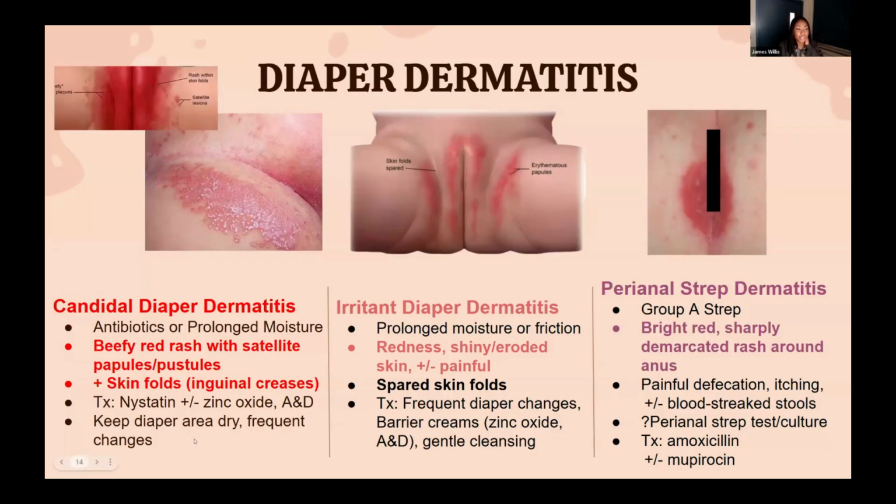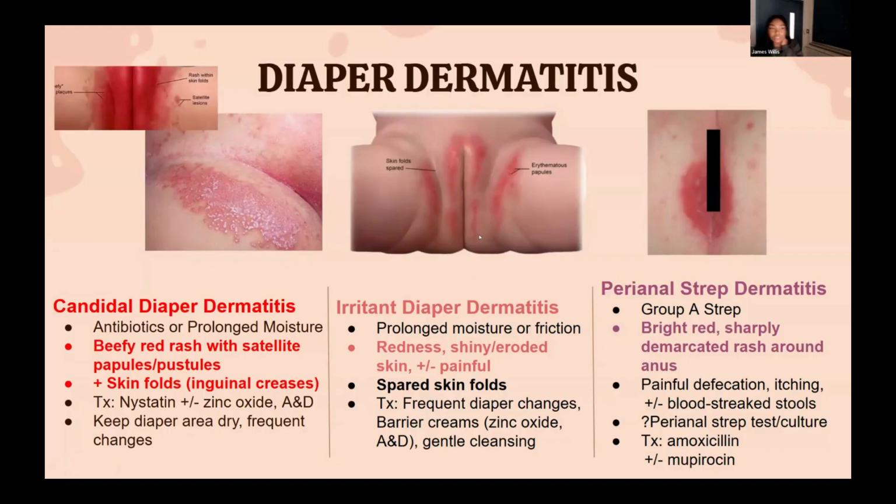Tell them to keep the area dry and change the diapers frequently, because you want to prevent it from getting worse. And then you have your irritant diaper dermatitis. Again, you have the redness, shiny, eroded areas. This spares the skin fold. You want them to change the diaper frequently.